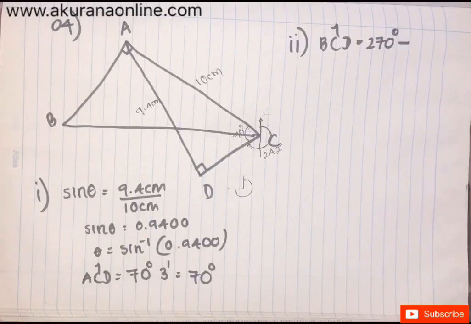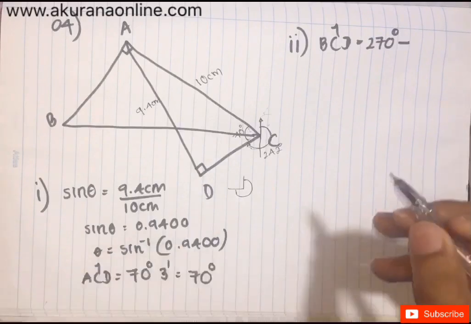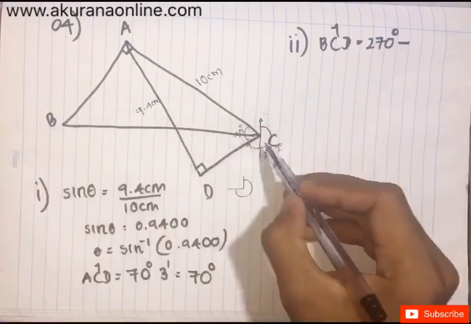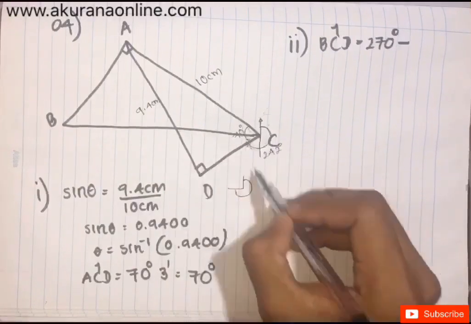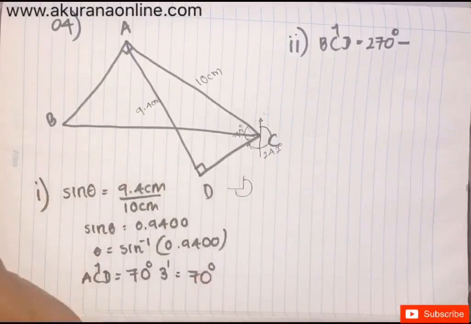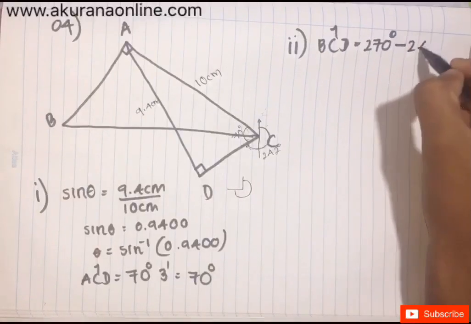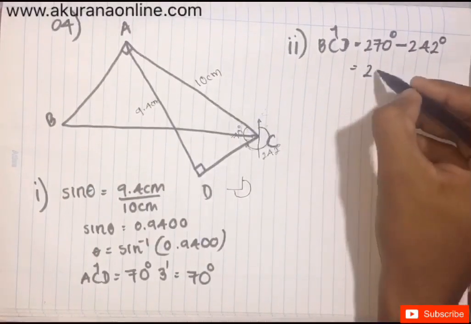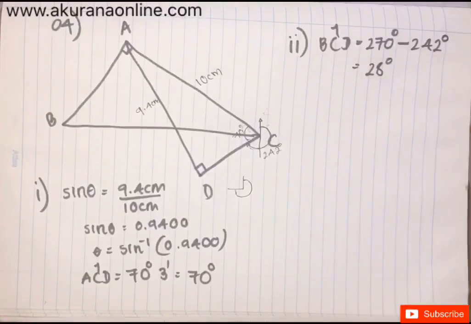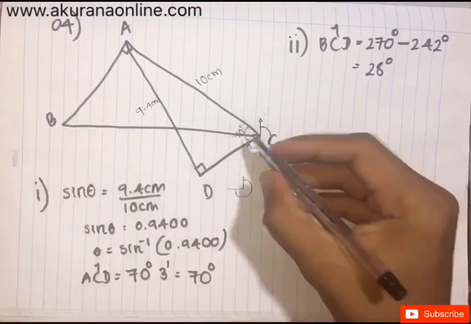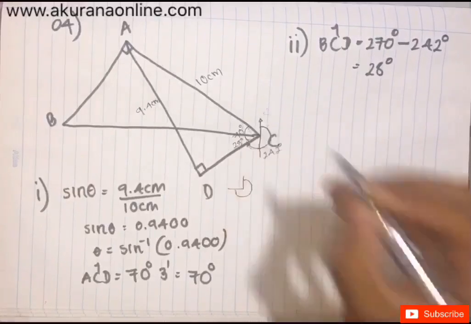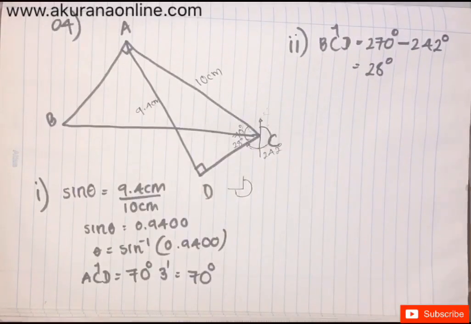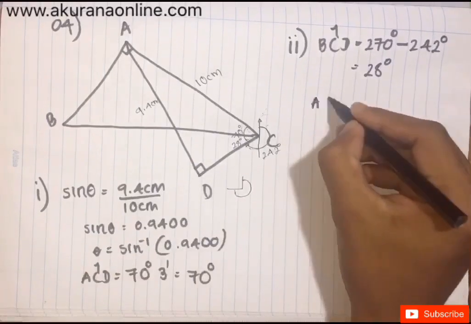Okay, I'll find BCD first. That is BCD, this part. Altogether you have 270. From 270 you have to subtract 242 degrees. That will give you 28 degrees. That is, this part is equal to 28 degrees. They are asking you to find two angles, BCD and ACB. Next, ACB.